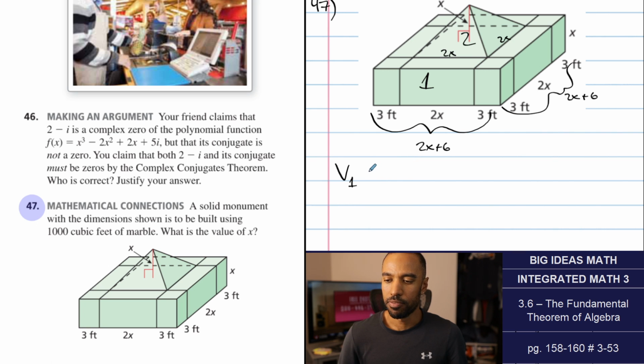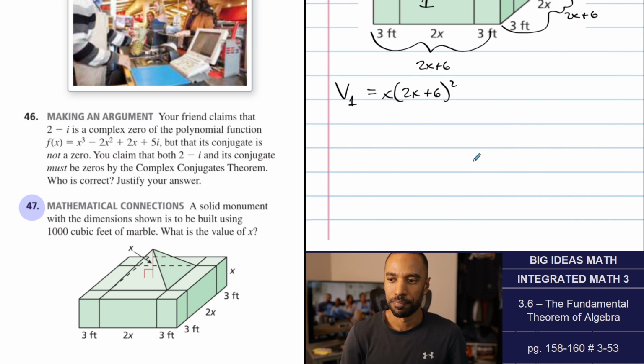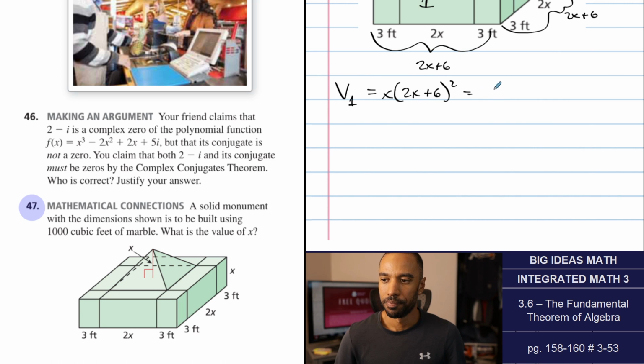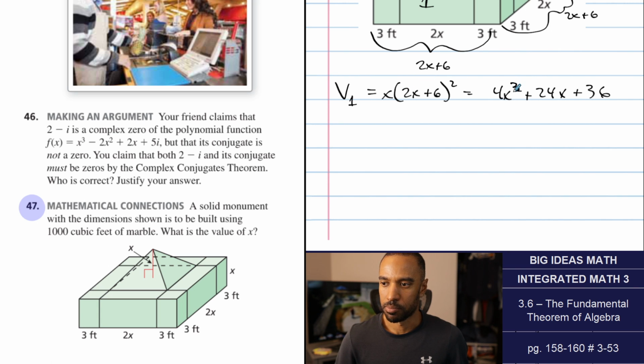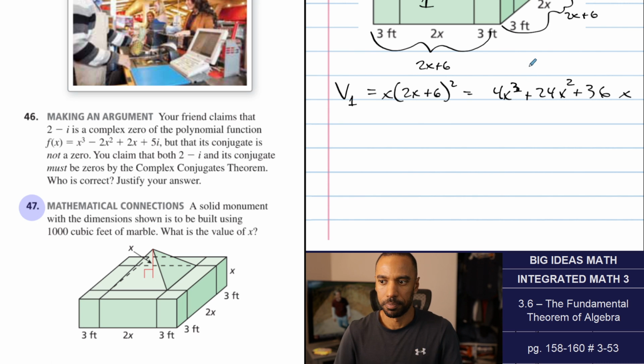Volume of object 1 is area of base times height. Now the height is x, so I'm going to write it like that. So this will become, okay, this is 4x squared plus 24x plus 36 before multiplied by x. That's expanding this thing here. If you multiply by x, this becomes cubed and squared and an x right there. So this is the volume of object 1.